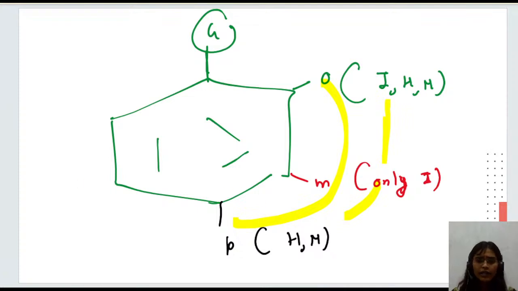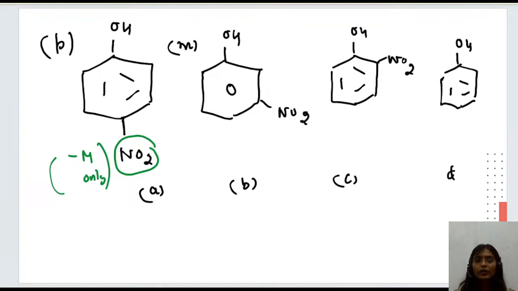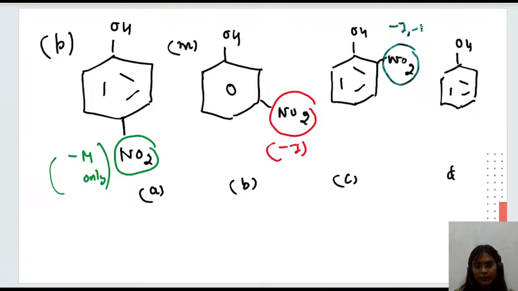Why? Because inductive effect is a distance dependent effect, right? So according to that logic, at this position there is only minus I effect. And at this position, if you compare, there is a minus I as well as a minus M, right? So according to the topic, we can say simply that C is going to be the maximum. Why? Because minus I and minus M have to be there.